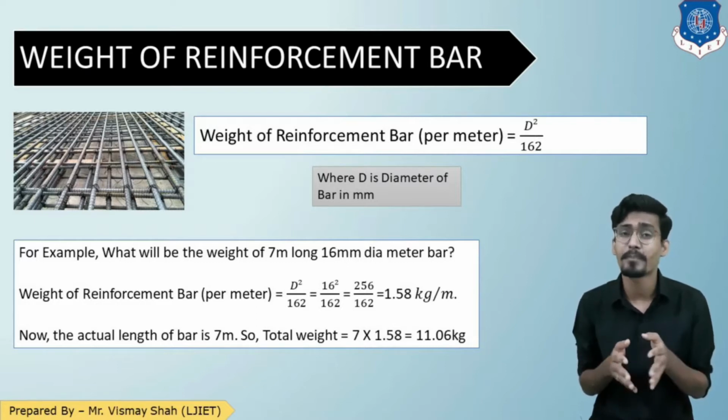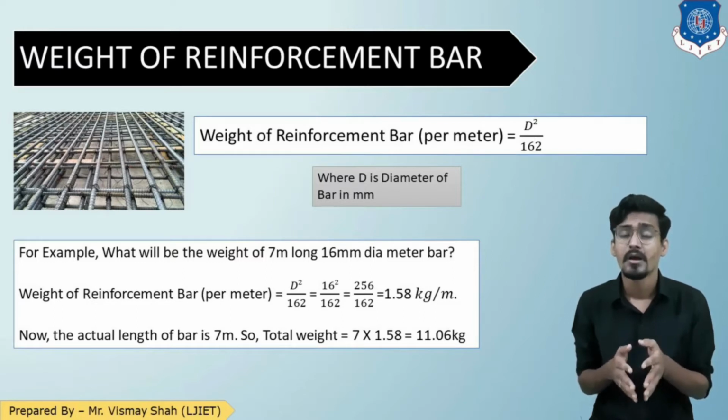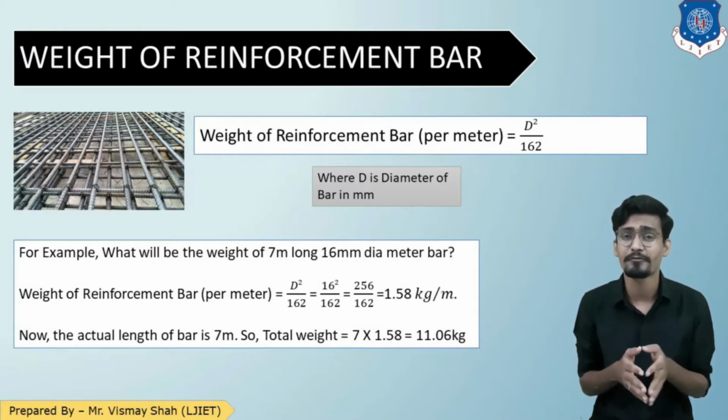For example, what will be the weight of 7 meter long 16 mm diameter bar? We know the formula of per meter weight of a reinforcement bar is d square by 162. So 16 square by 162 will give us 1.58 kg per meter. That means weight of 1 meter of 16 diameter bar is 1.58. Now here our length is 7 meter, so we just multiply 7 into 1.58. That gives us 11.08 kilogram. That is how we can find out the weight of a reinforcement bar.